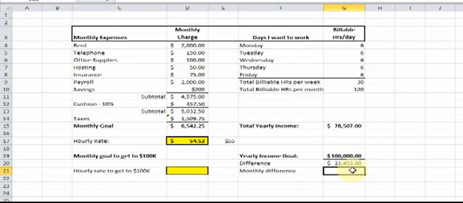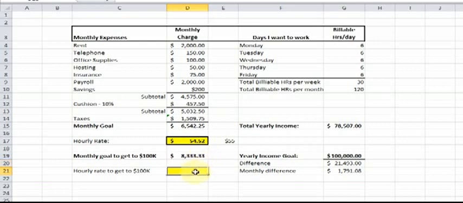Now we need to get it down to the monthly amount, so we are just going to take that amount and divide it by 12. So we need to increase our goal basically by that amount to equal 100,000. So for our monthly goal, all we're going to do is take our current goal and add the monthly difference in there to get to our new monthly goal if we want to reach 100,000.